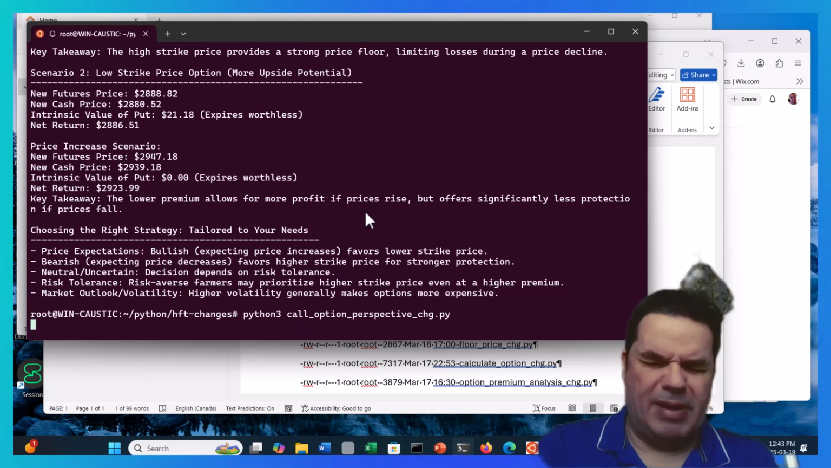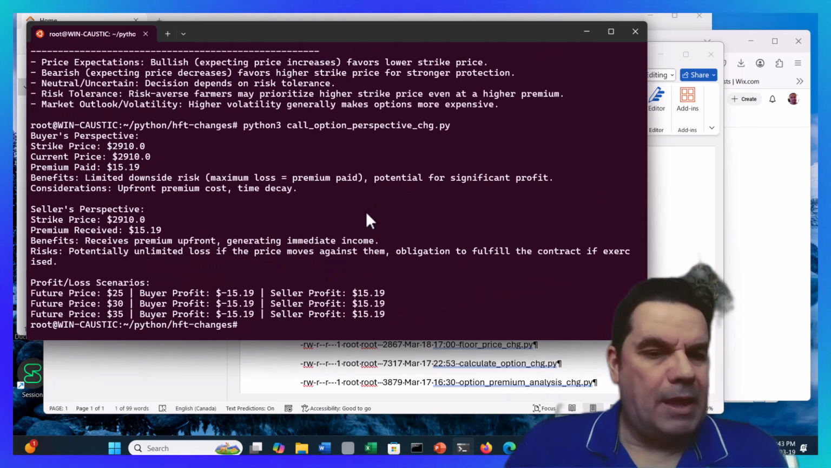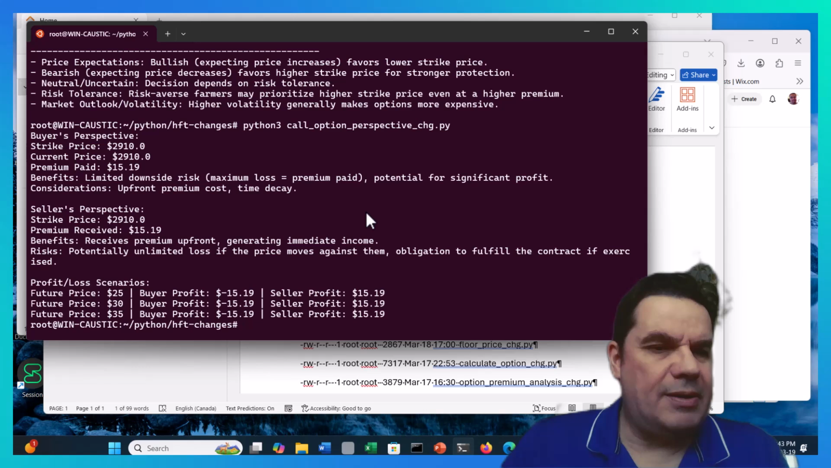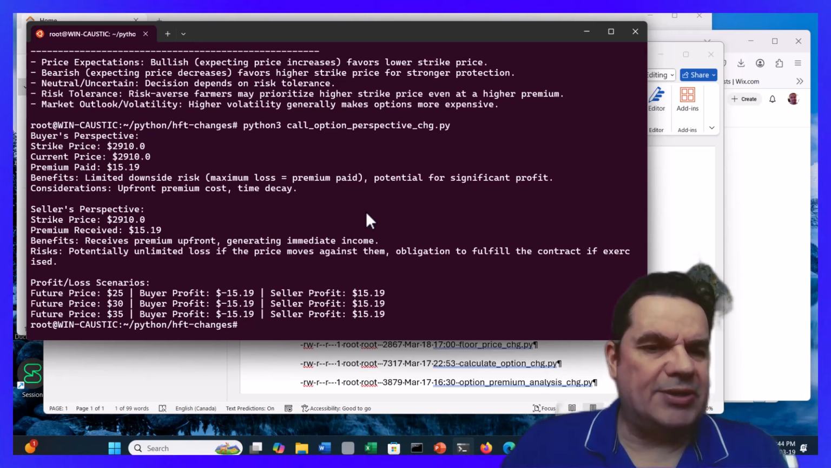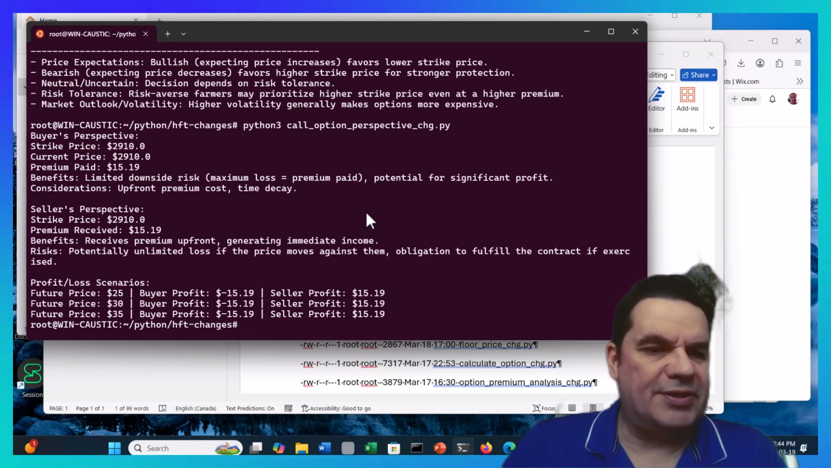So again, these are all written in Python. Now, this scenario is that we have a buyer perspective and a seller of an option. So if we have a strike price of 29.10, current price 29.10, premium paid 15.19. Doesn't sound right. No, it can be. So we have a limited downside risk, maximum loss equals premium paid, potential for significant profit. Consideration: upfront premium cost, time decay.